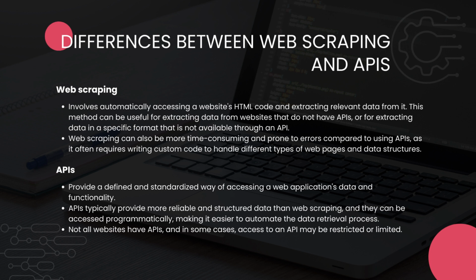Differences between web scraping and APIs. Web scraping and APIs are both methods for extracting data from websites, but there are some key differences between the two. Web scraping involves automatically accessing a website's HTML code and extracting relevant data from it. This method can be useful for extracting data from websites that do not have APIs or for extracting data in a specific format that is not available through an API.